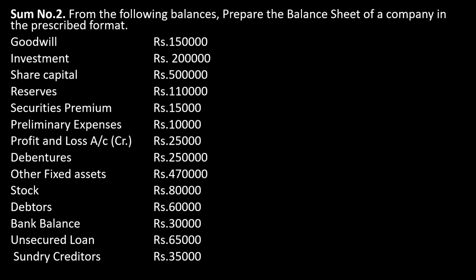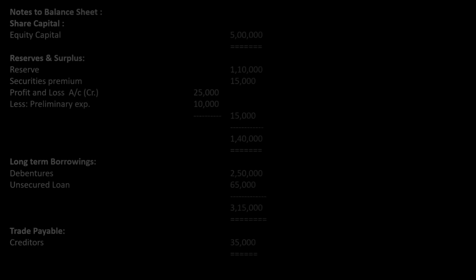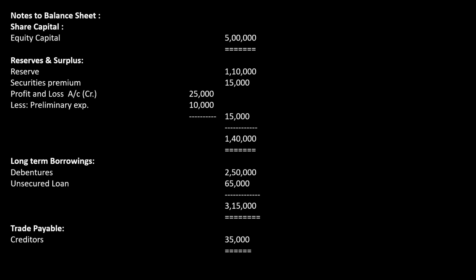I'll go to the answer first. Next page we'll go to the answer now. Now I'm preparing the notes to the balance sheet first. So see, I've written the format. Share capital first, then reserve surplus, the long-term borrowing, trade payable. Is it clear? I'm just doing the posting.